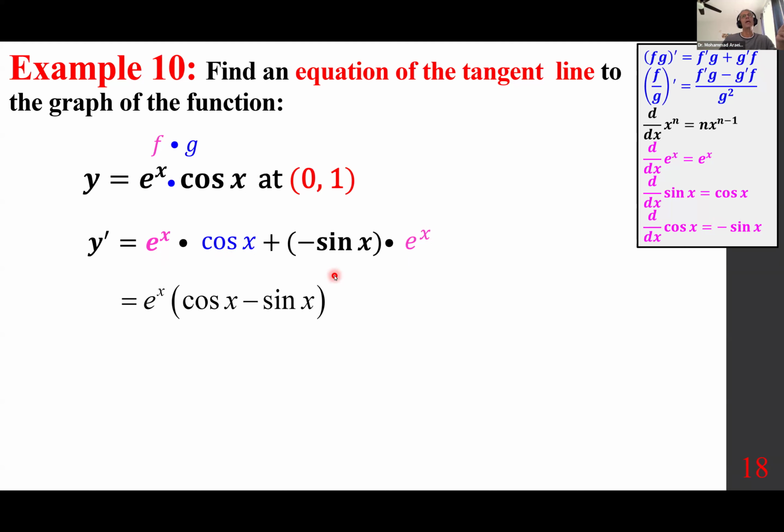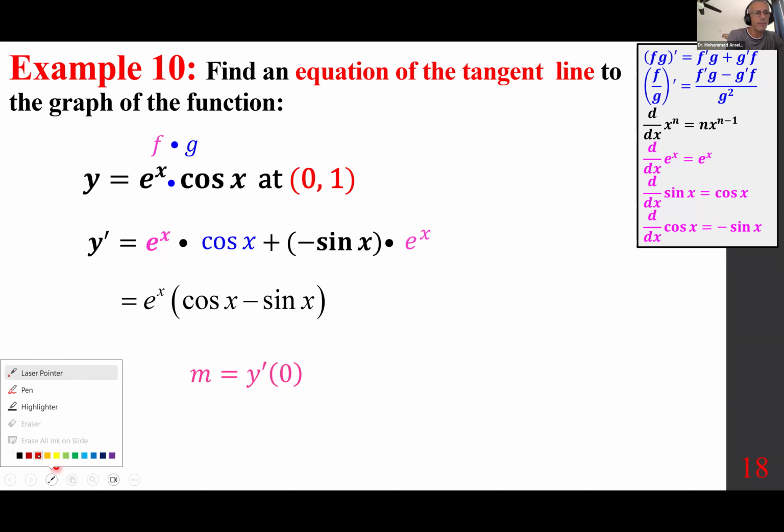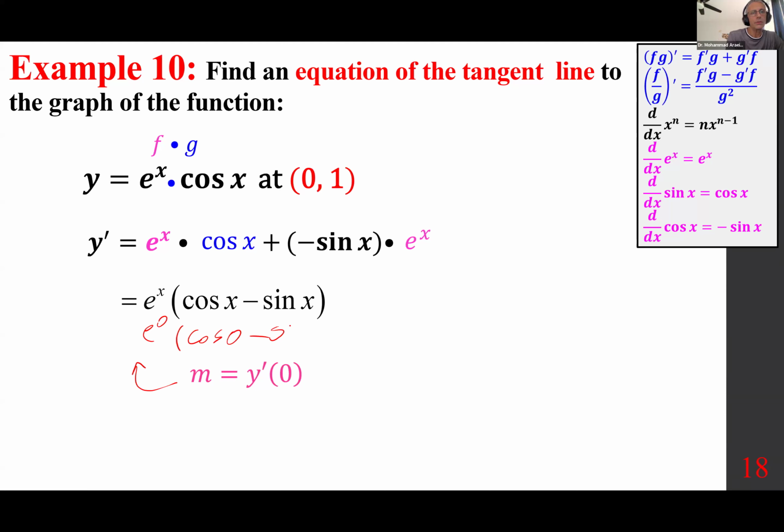This is y prime. This is not the slope yet. It becomes the slope when we plug in 0. So m is y prime of 0. So if I plug in 0 here, I get e to the power of 0, cosine of 0, minus sine of 0. E to the power of 0 is 1, cosine is 1, sine is 0, and the answer is 1 times 1 over 1.